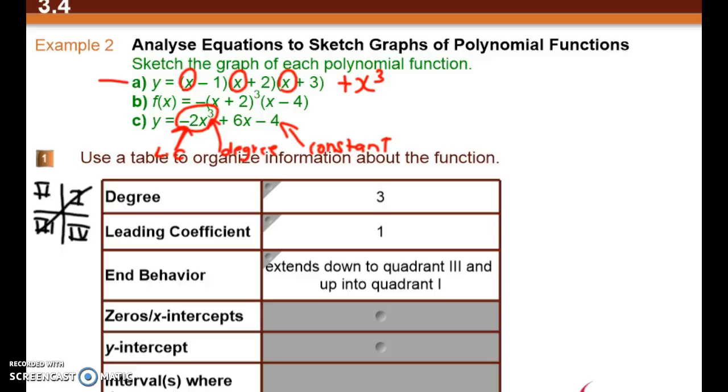Okay. The zeros are the x-intercepts. What are the x-intercepts in this first equation? I'm just going to erase this. The zeros or x-intercepts can be found by looking at our equation. The x-intercepts for this one are always what makes each of these pieces 0, right? So it should be 1, minus 2, and minus 3.